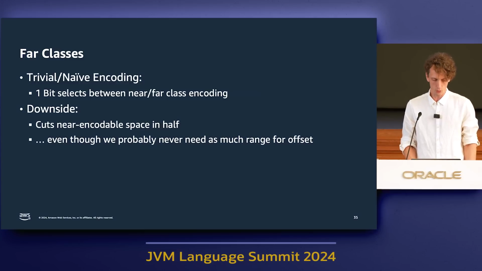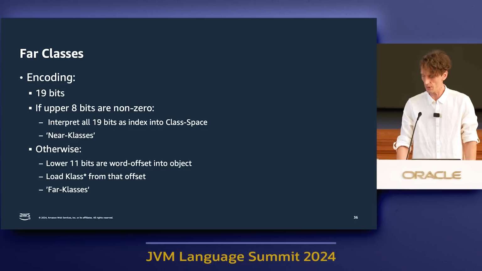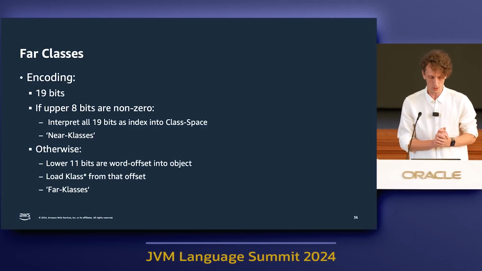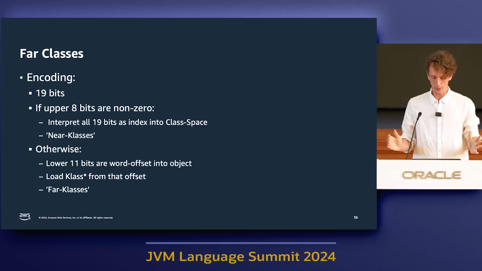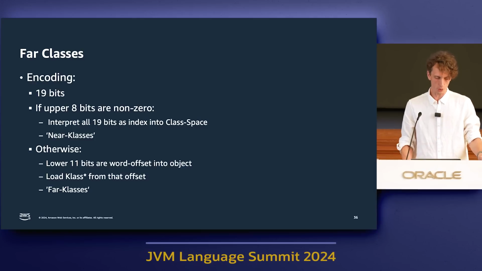So a better way to do this is by overlaying the 19 bits a little bit. The scheme that we came up with is, let's say you have 19 bits, and if the upper 8 bits are non-zero, then we interpret all the 19 bits as an index into the class space, which we call near classes, which means that we must not allocate class instances at those points where those bits are zero.